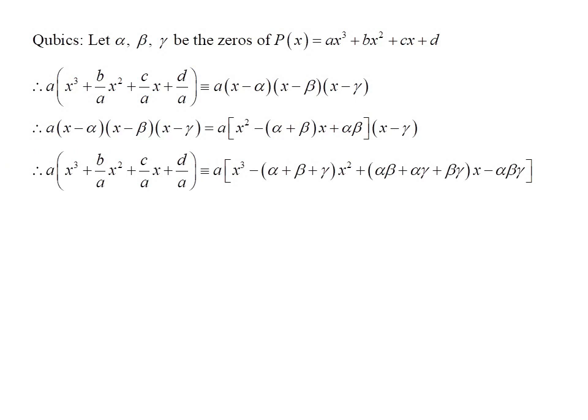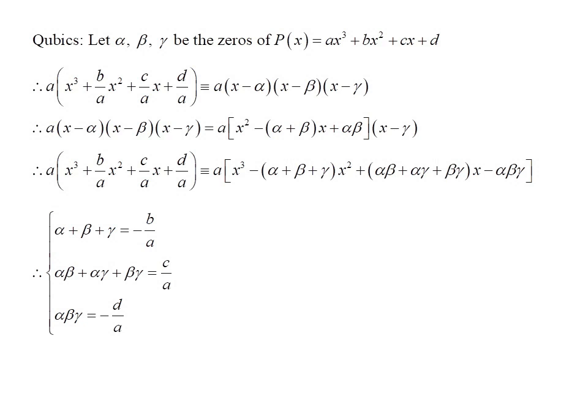After expanding the right hand side of the expression and combining the like terms, we have the leading coefficient a multiplying an entire square bracket in which we have x cubed minus the sum of alpha and beta and gamma times x squared plus the sum of alpha beta, alpha gamma and beta gamma times x, then minus the product of alpha, beta, and gamma. After applying the coefficient equating method, we find the relations between the cubic polynomial zeros and its coefficients.